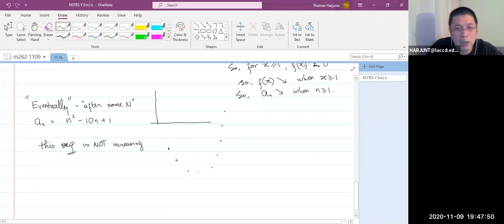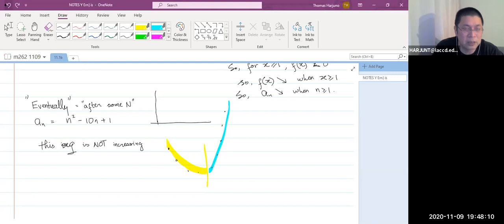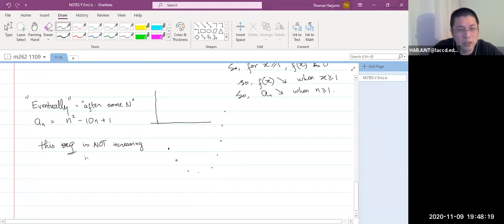Why is it not increasing? Because it is increasing, but it doesn't start from the first term. The first couple of terms, it is decreasing. Only after some terms, it is increasing. I mean, you can imagine this is quadratic, right? With vertex at 5 comma something. Because it is decreasing in the first couple of terms, we cannot call this sequence increasing. Of course, we also cannot say this sequence is decreasing. Why? It is decreasing only in the first couple of terms. But we can say this sequence is eventually increasing.